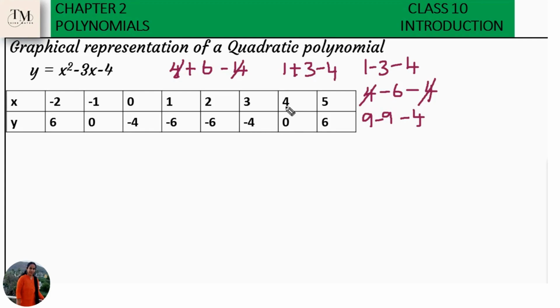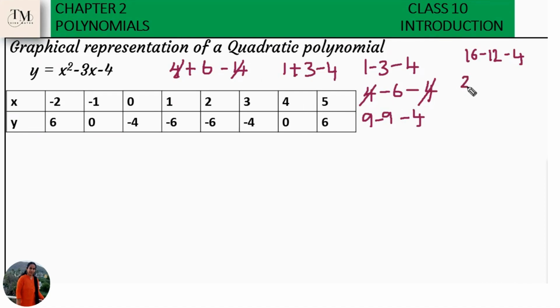Then when x is equal to 4, x square is 16. That is, 4 square is 16, minus 3 into 4 is 12, minus 4. So 16 minus 12 is 4. 4 minus 4, 0.